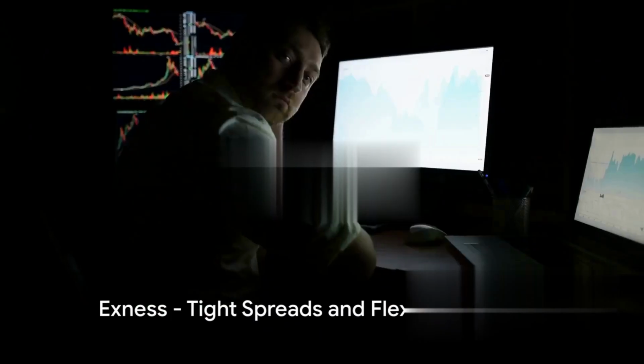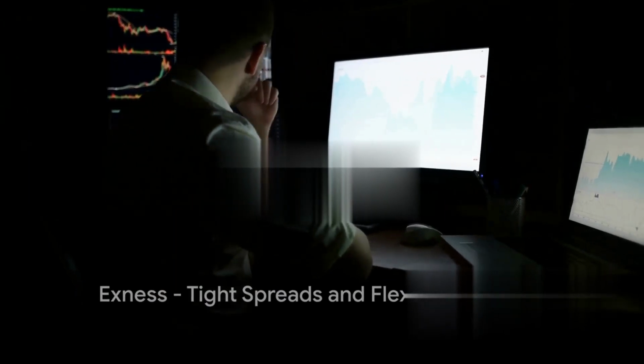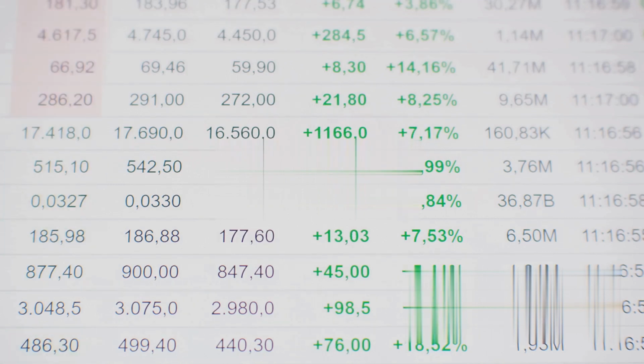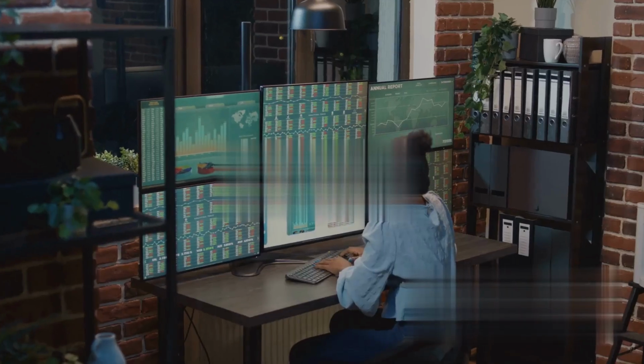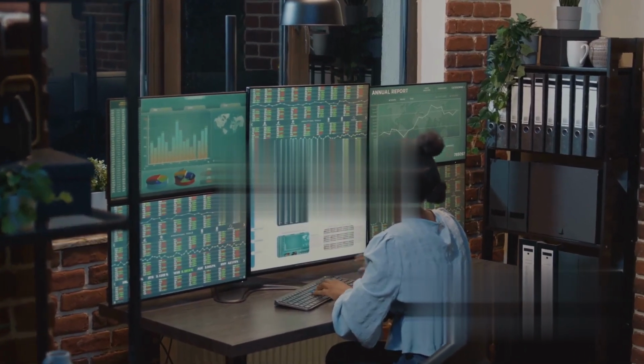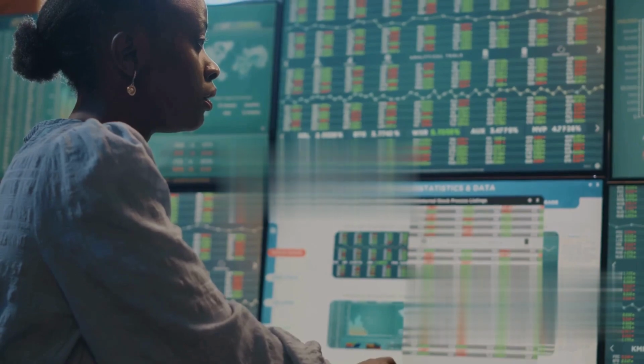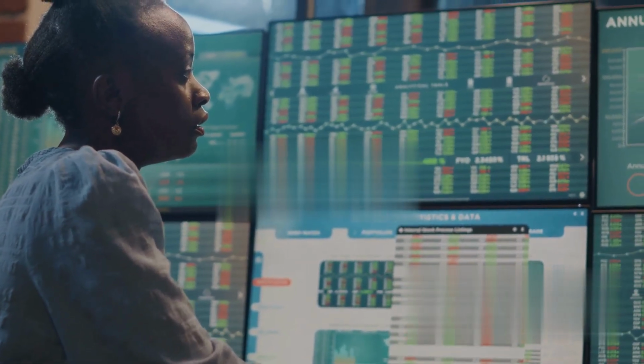Moving on to Exodus. If you're a high-volume trader, Exodus might just be the platform for you. With its tight spreads and flexible leverage, Exodus offers a competitive trading environment. Plus, its transparent fee structure means no nasty surprises. However, do note that Exodus may not offer as extensive a range of instruments as some other platforms.